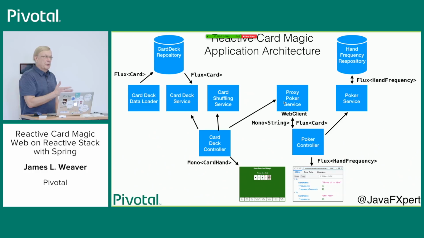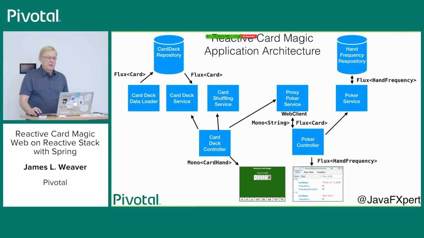Now remember when we dealt a poker hand and we wanted to be able to find out what kind of hand that was. Well, that was through this path right here where the card deck controller said, okay, I've got a poker hand, tell me what kind of hand it is. And so it went to this poker proxy service and said, for these 5 cards, what kind of hand is that? And so then it used this thing called a web client, which acts like a reactive web client, and it requested from this endpoint, it gave it a flux of cards, and it requested, what is the name of that hand?